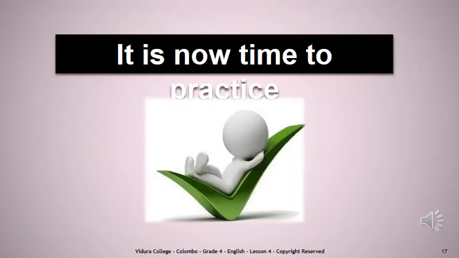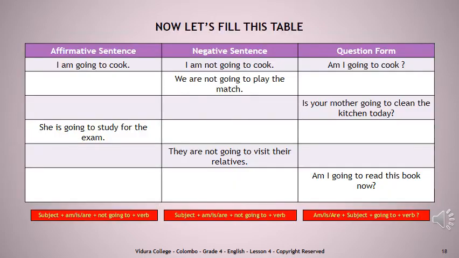Okay children, now it is time to practice. Okay my dear children, shall we fill this table? I have given you a table with 3 columns. First column is to write the affirmative sentence. Second column is to write the negative sentence. Third column is to write the question form.